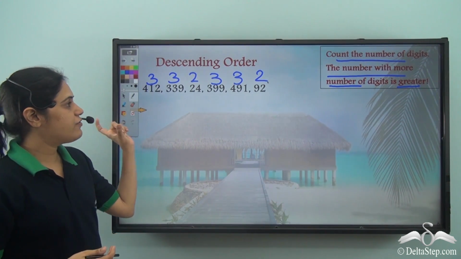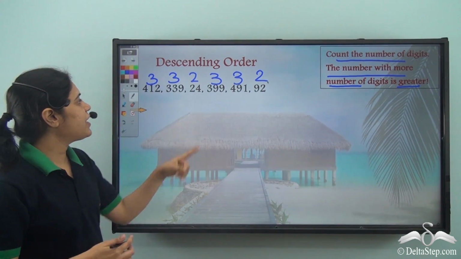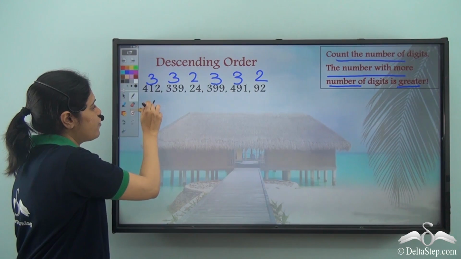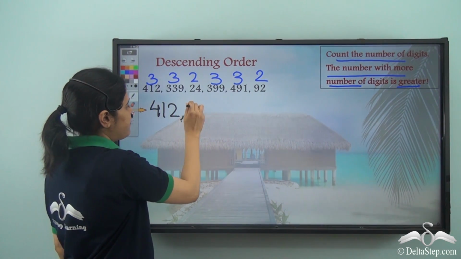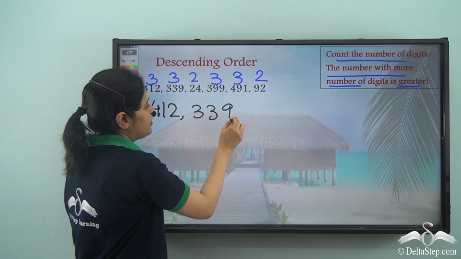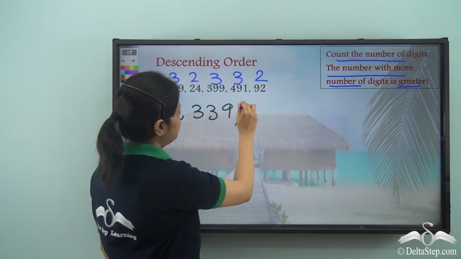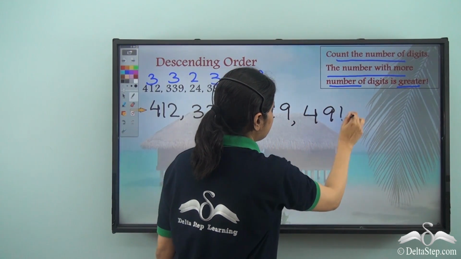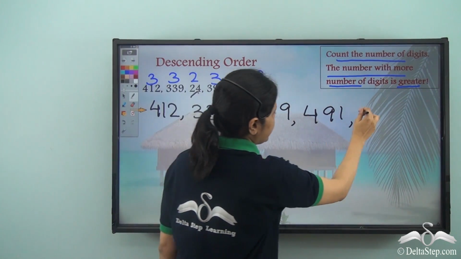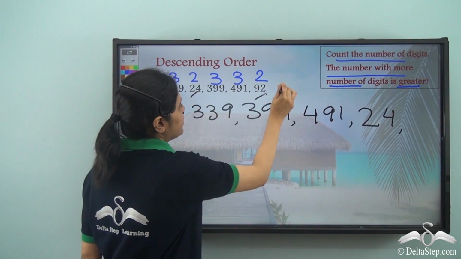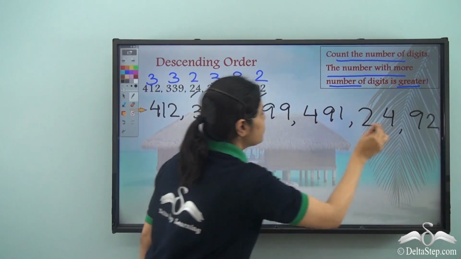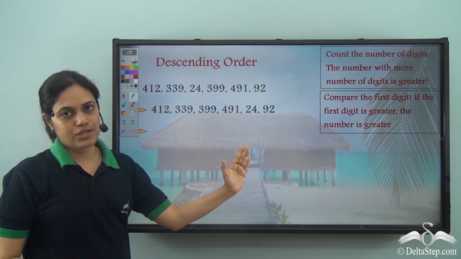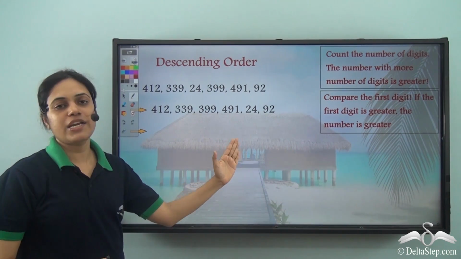Now, I need to write from biggest to the smallest. So, let me write down the 3-digit numbers first. So, I have 412. I have 339. This is a 2-digit number, so it will go later. 399. 491. Then I have 24 and 92. So these are the numbers arranged according to the number of digits. But still it is not arranged in descending order.